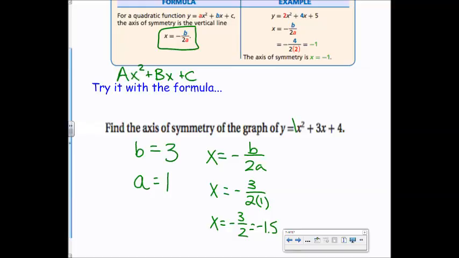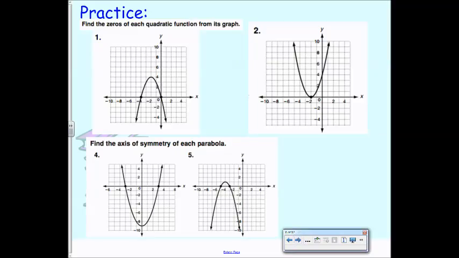Okay, go do these 4, but before you get up, for number 1 and 2, you're just finding the zeros. For numbers 4 and 5, you are finding the axis of symmetry. Remember, it should be an x equals equation, not just a number. Go.